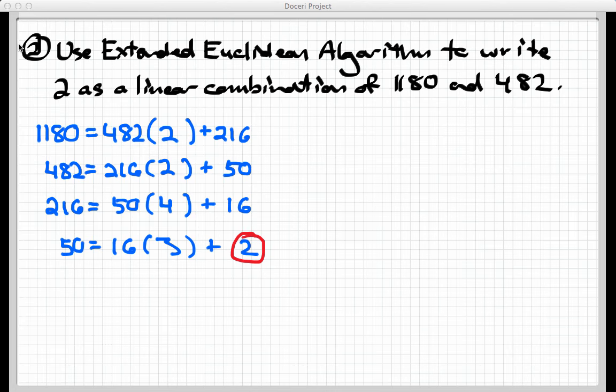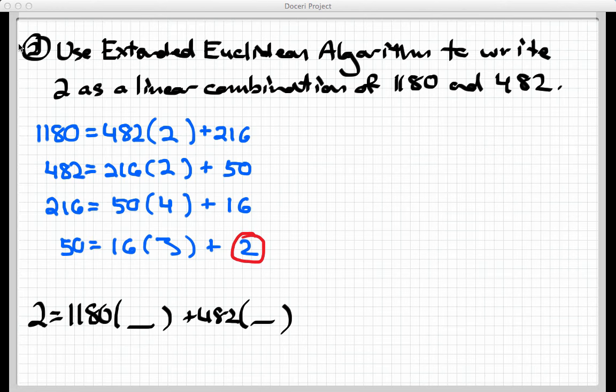So what we're going to do now is use the extended Euclidean algorithm to write 2, that GCD circled in red there, as a linear combination of 1180 and 482. In other words, I'm going to try to find two integers such that 2 is equal to 1180 times one of them, plus 482 times something else. Now, how we're going to do that, again, is to start at the end of the Euclidean algorithm and work our way backwards.